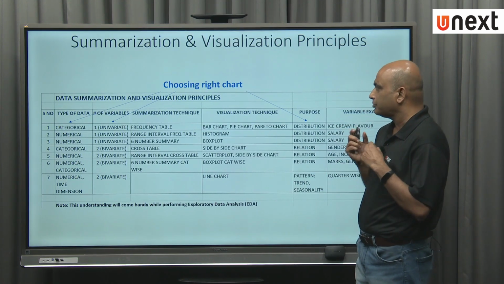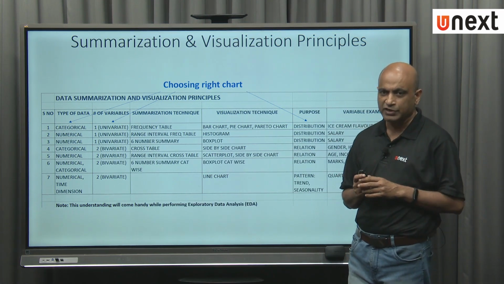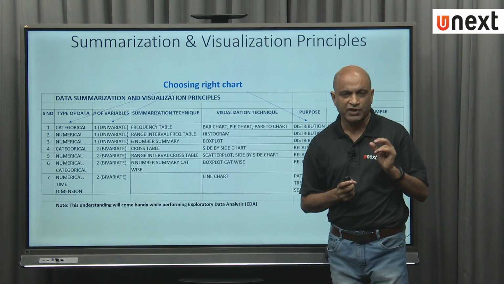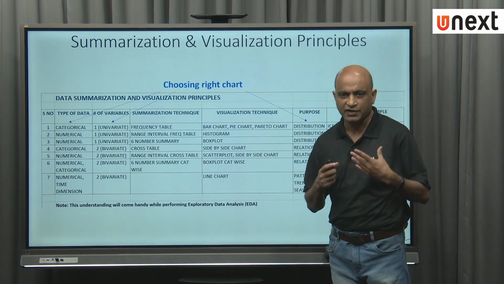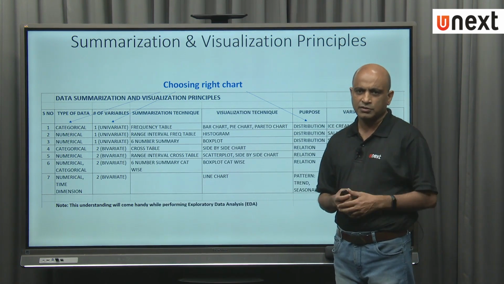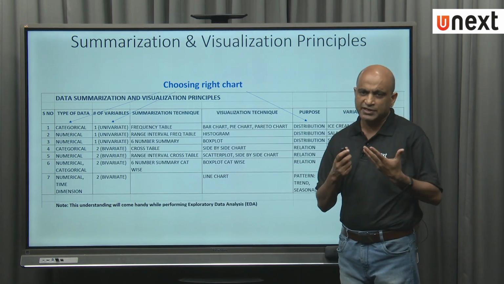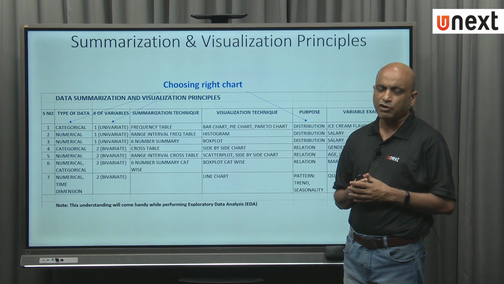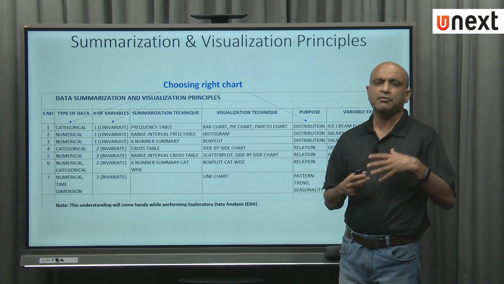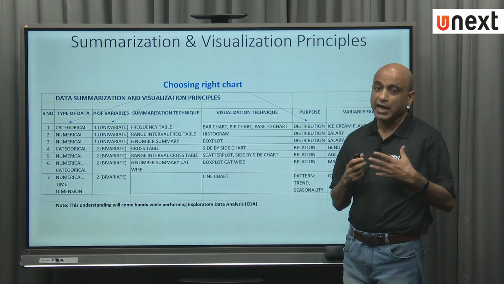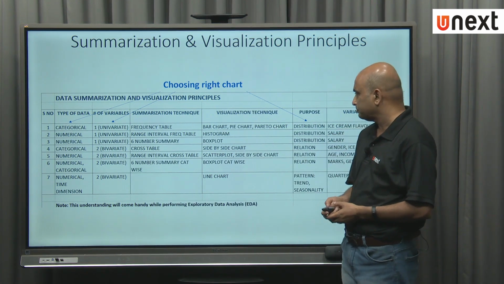Remember that. Now there are a couple more things to consider when choosing the right visualization apart from the type of data. That is, how many variables are we considering? Are we considering one or are we considering two variables? When I am doing analysis of a single variable, I call it univariate analysis. When I am considering two variables, I call it bivariate analysis. Of course, I can also do multivariate, but that's for some other day, right?